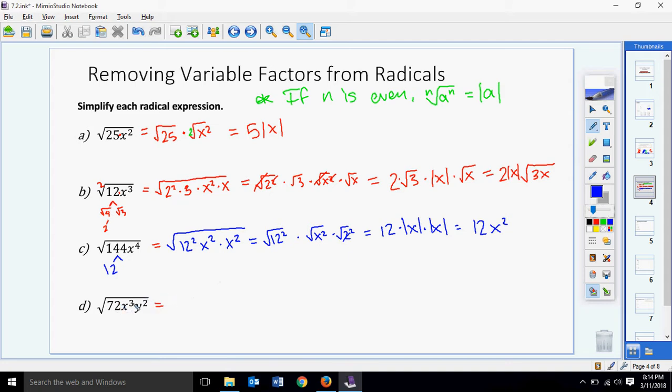Last one, 72x cubed and y squared. The variable part is easy to me. I can write x cubed as x squared times x, and I want to leave y squared as y squared. Remember, we're trying to get perfect squares underneath our radical. So I'm trying to think of what 72 breaks down into so that it is a perfect square.